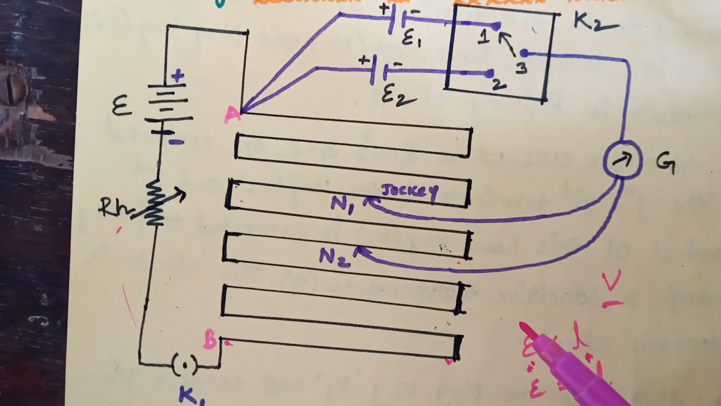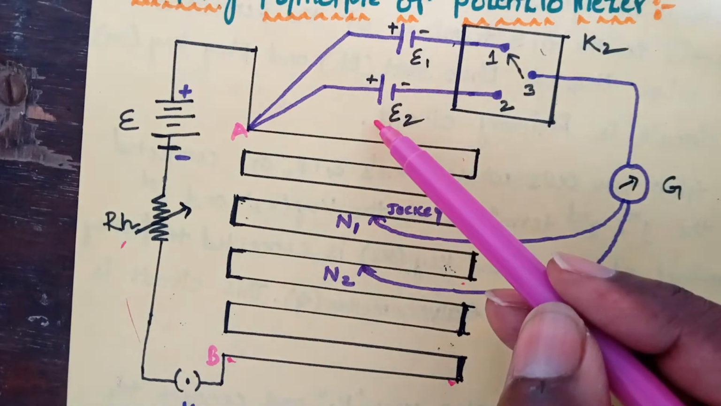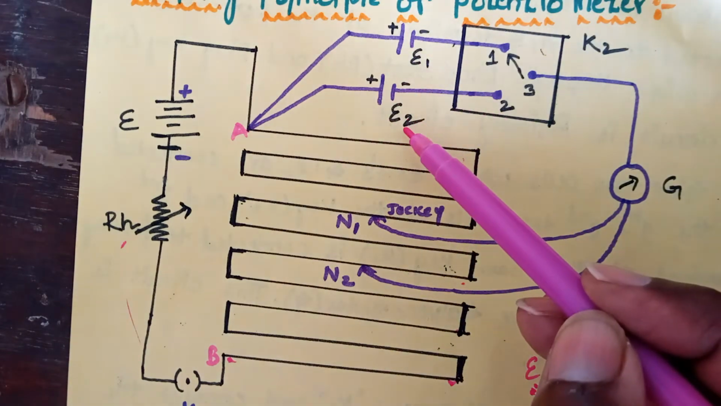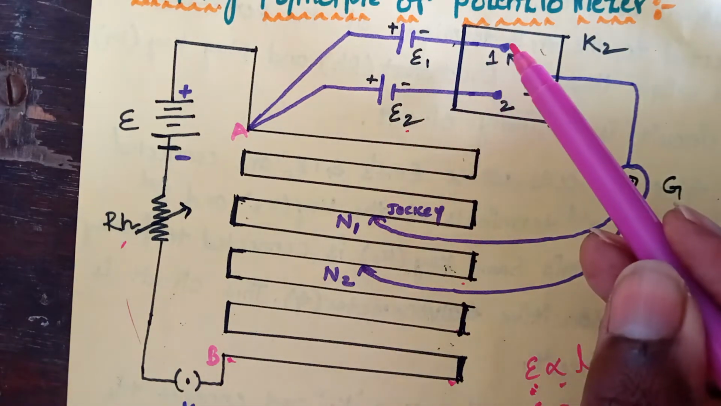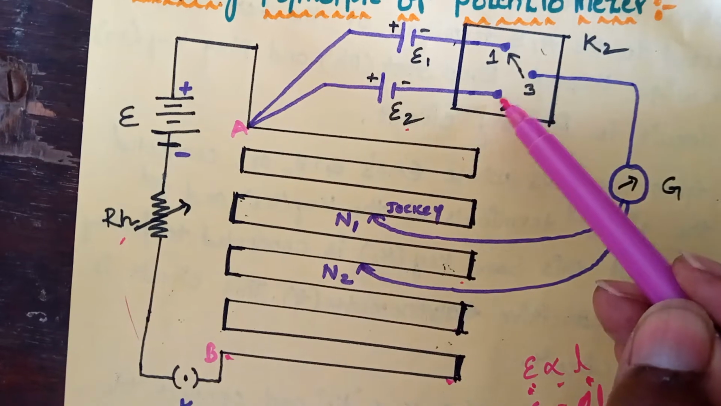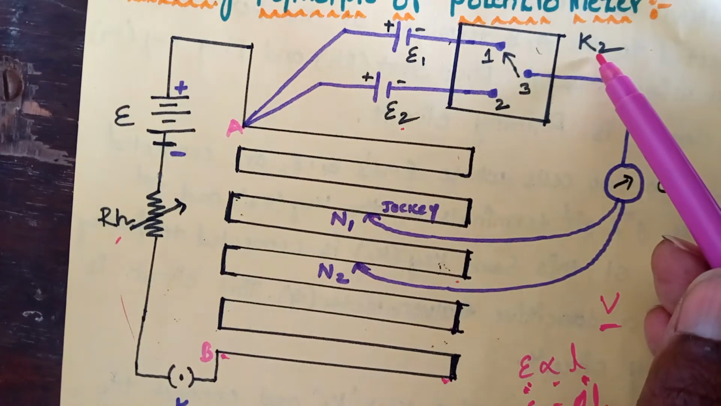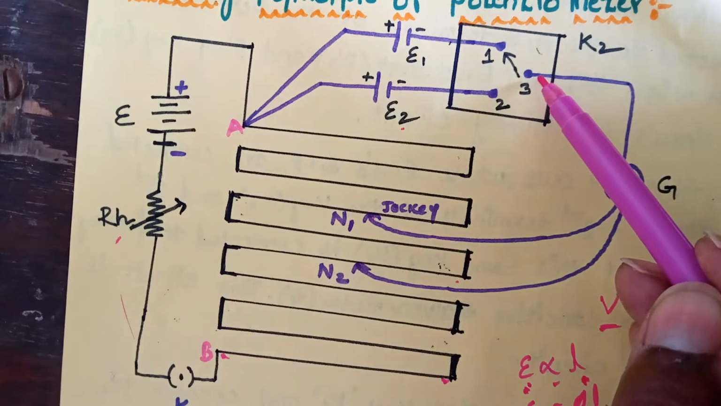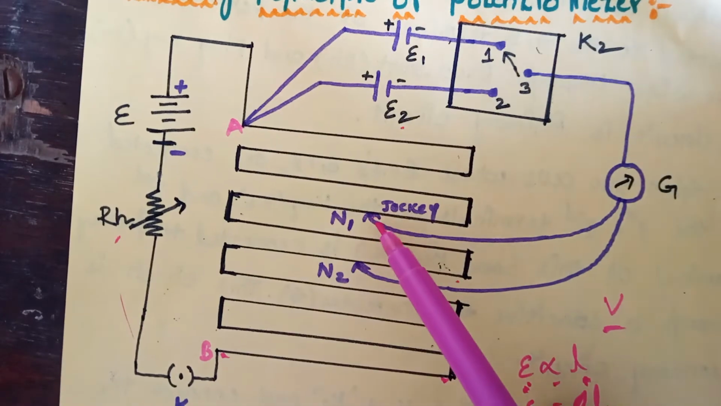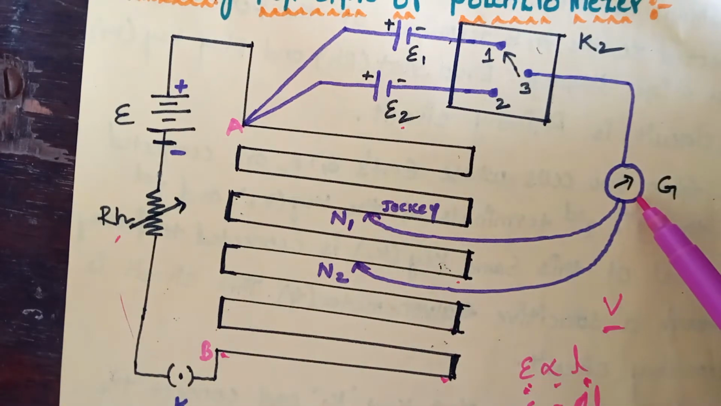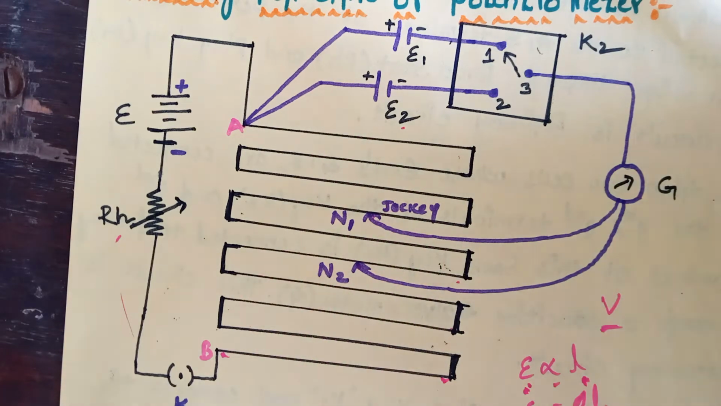Sir, what is meant by secondary circuit? The given two cells whose EMFs epsilon 1 and epsilon 2 are connected to 1, 2 terminals of the two-way key K2, and third terminal of the same key is connected to the jockey through sensitive galvanometer. The circuit is called the secondary circuit.